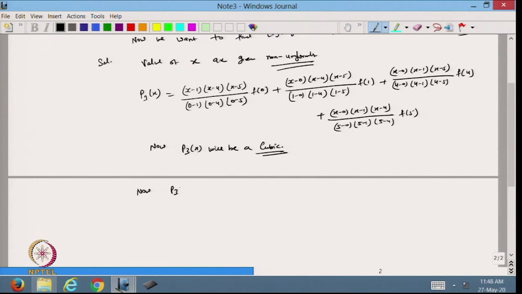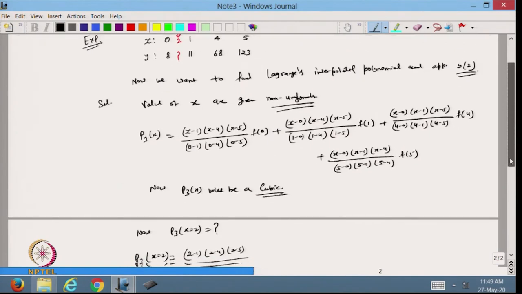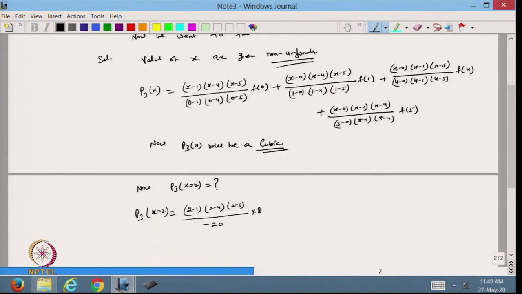Now we want to find the value of P3 at x equal to 2. So I will directly put this value here. P3 at x equal to 2 will be what? So I can write directly: 2 minus 1, 2 minus 4, 2 minus 5, so this is 1, minus 2, minus 3 in the numerator, divided by minus 1, minus 4, minus 5, which is minus 20, and f0 is given to me, that is 8, so into 8.